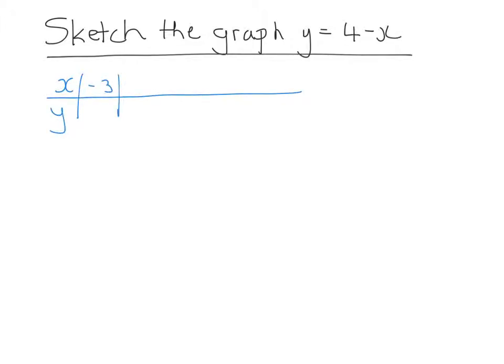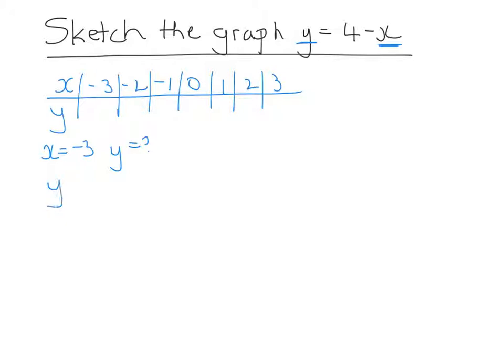Now what to do here is to set up a table of values from x equals -3 up to x equals 3. And then what you've got to do is substitute in the different x values to find out the different y values. Now as the x value changes, so will the y value. So if x was equal to -3, what would y be equal to?